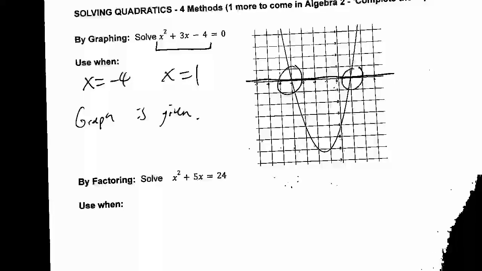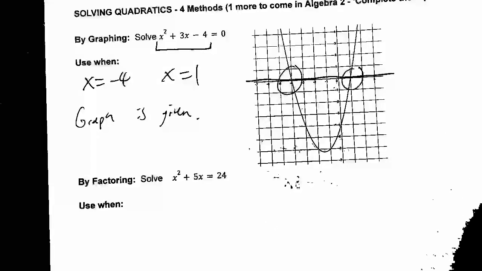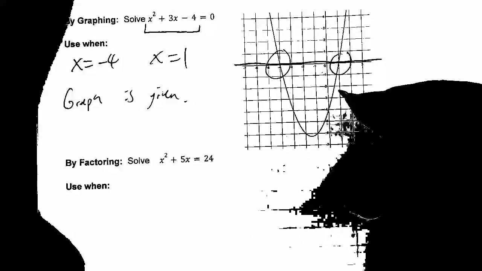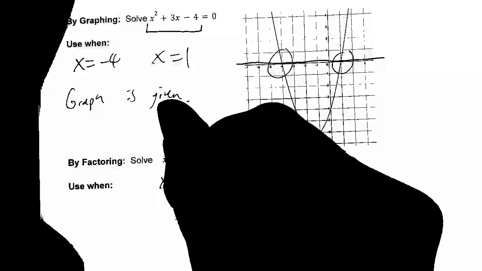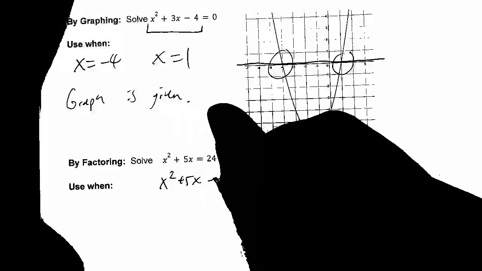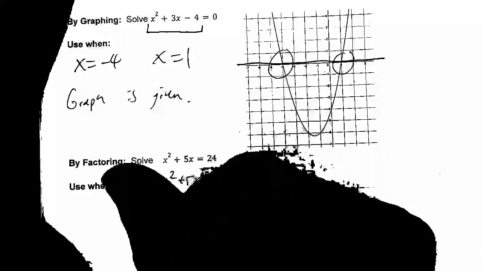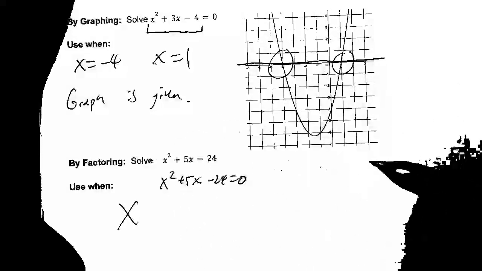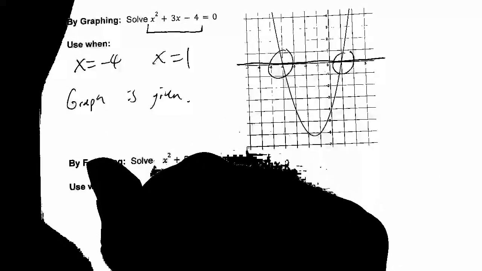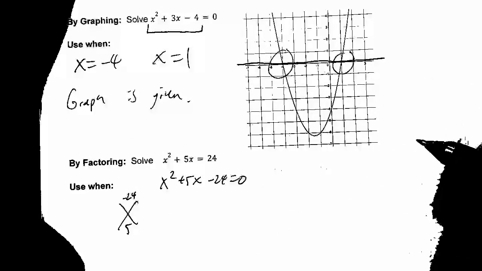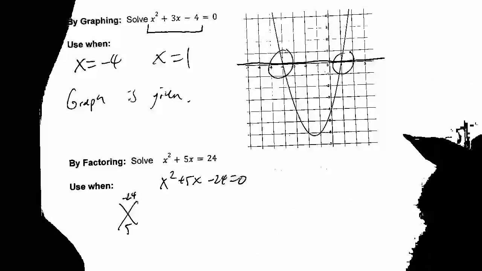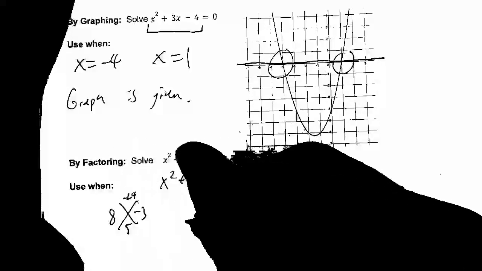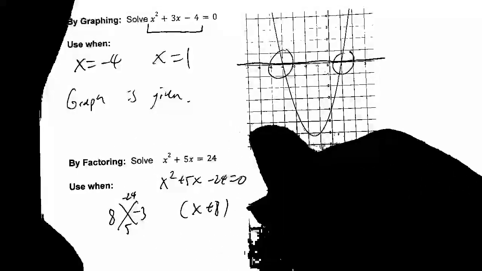Okay, to solve by factoring, how do you do that? You factor. Before you factor, set it to 0. We get x squared plus 5x minus 24 equals 0. Then diamond: two numbers that multiply to negative 24 and add to 5. What are they? I don't know, I'm too hungry for this. 8 and negative 3. Thank you, Mariana. That would be x plus 8 and x minus 3.